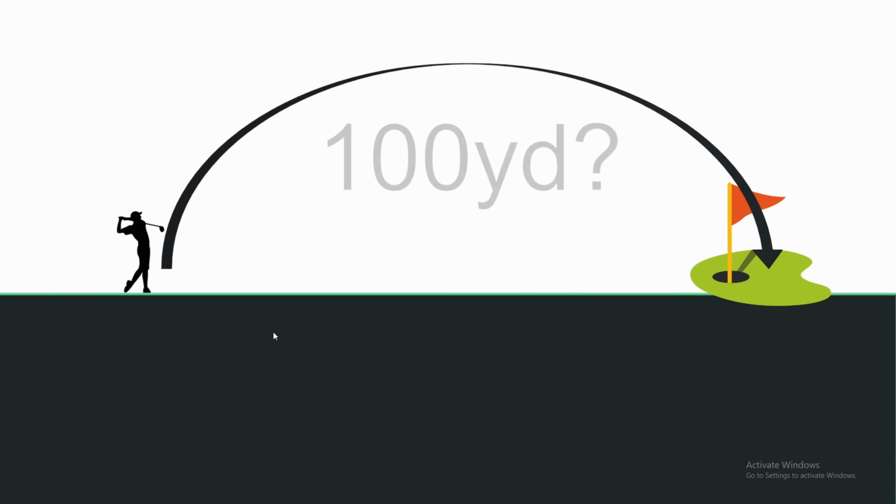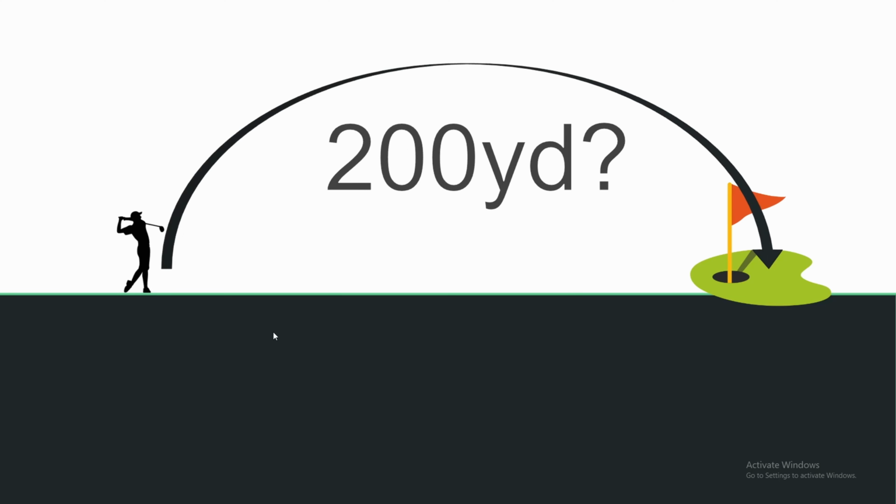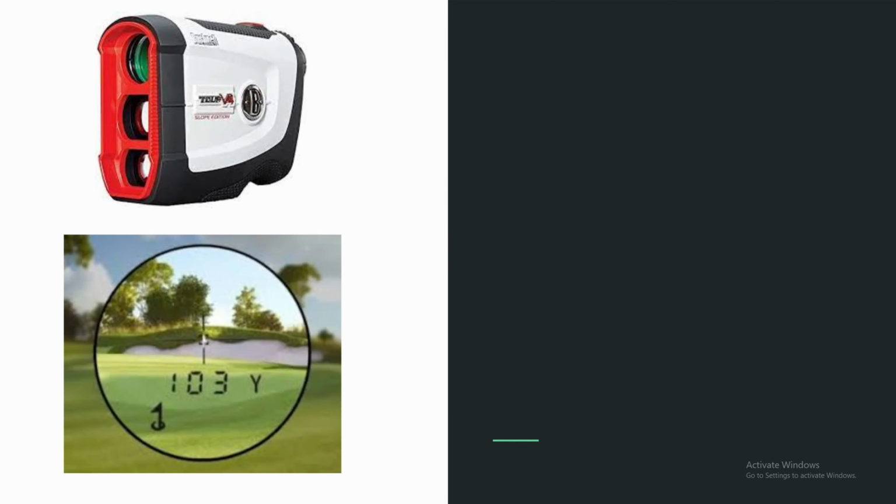So the goal of this project and this application I developed is, as a golfer, we want to know the distance between ourselves and the hole we're shooting towards. So are we 100 yards? Are we 150 yards? Are we 200 yards? That information is going to be vital for us to pick the right club and hit the best shot that we can. So generally speaking, rangefinders can be used for this.